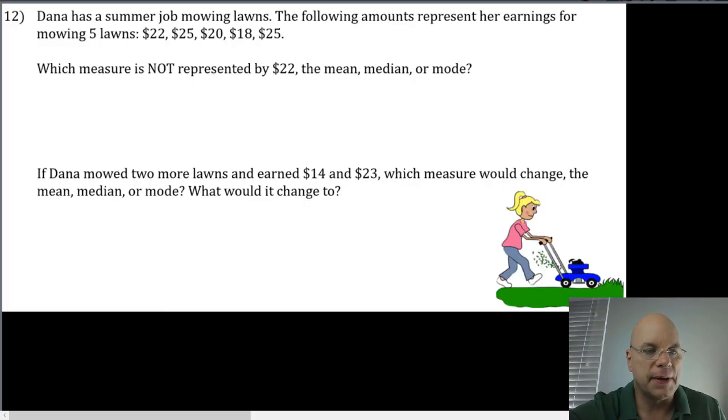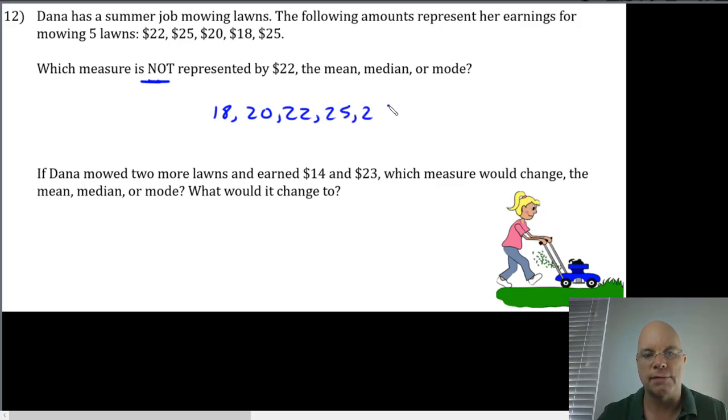The final problem on page 3, problem number 12. Dana has a summer job mowing lawns. The following amounts represent her earnings for mowing 5 lawns: $22, $25, $20, $18, and $25. Which measure is not represented by $22: the mean, median, or mode? To find the median, we're going to need to put these in order, so let's put them in order down here. 18, 20, 22, 25, 25.